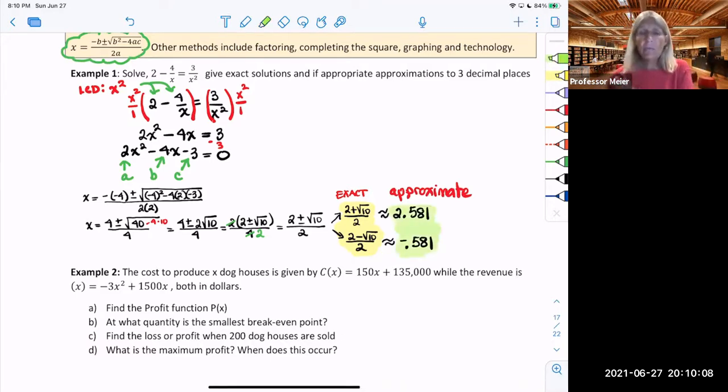And again, in the homework, it depends on the directions. If they say exact, then you leave them in the radical form. If they say you can approximate, then give it as a decimal. And in the homework program, at least 3 decimal places, and I think sometimes 4 they prefer.